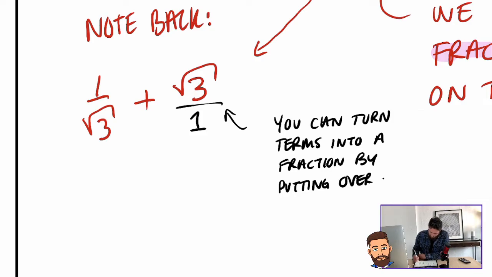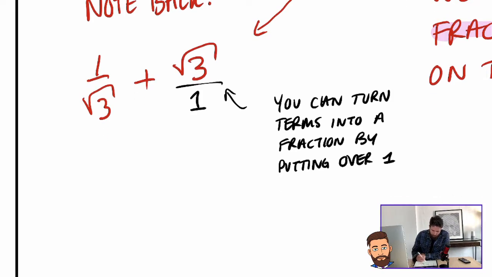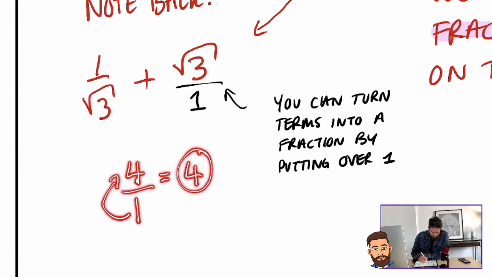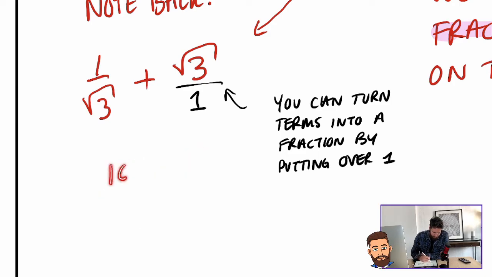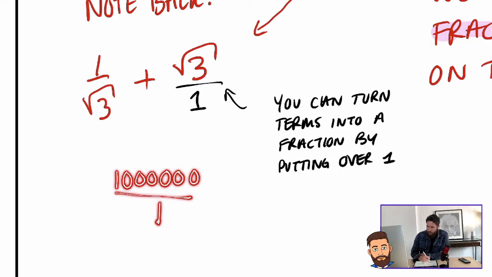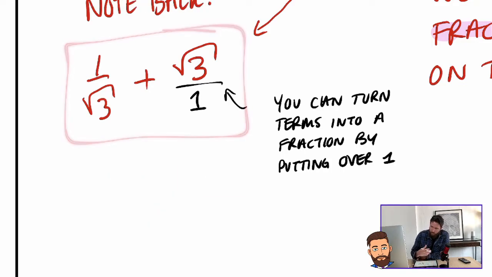over 1. So for example, the number 4, if I were to turn 4 into a fraction, it's technically 4 over 1. Because how many 1s go into 4? 4, so that would just be 4. What would 100 as a fraction be, technically? 100 over 1. What would 1,000,000 be as a fraction? 1,000,000 over 1.